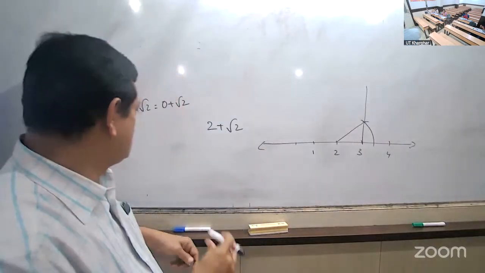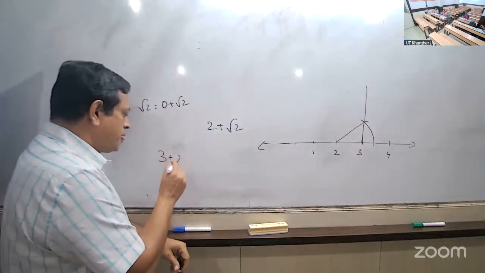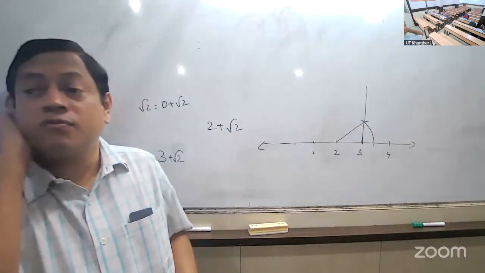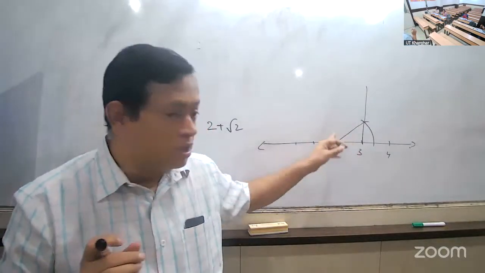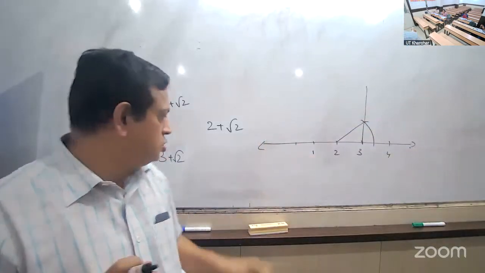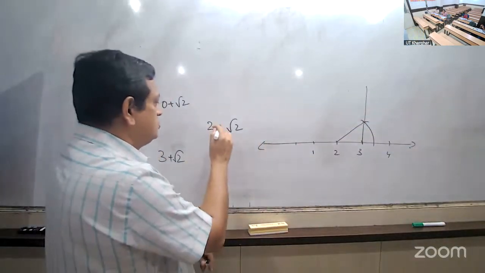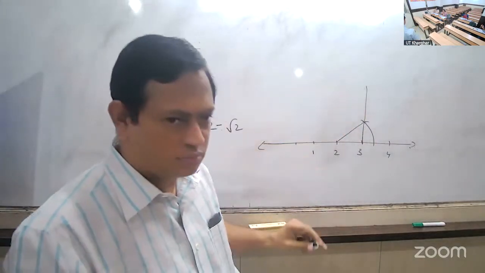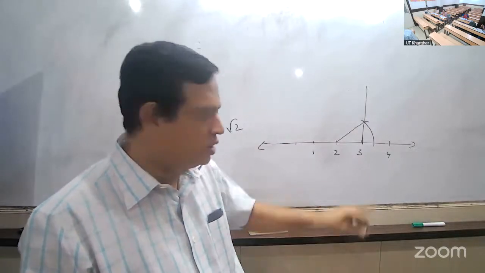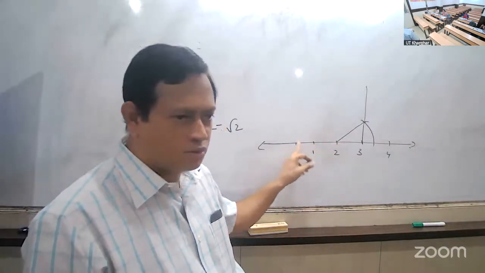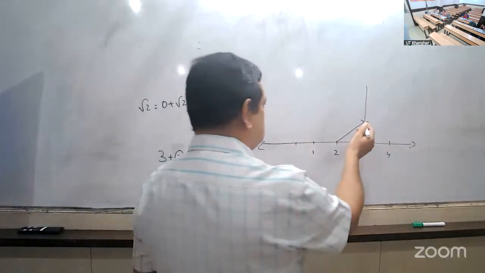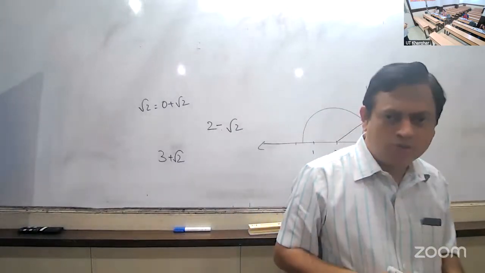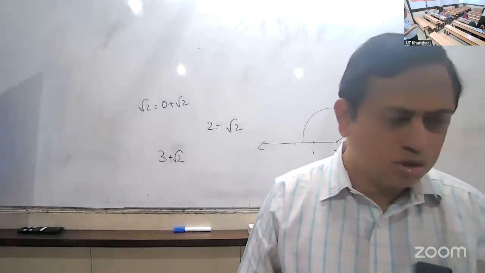Okay. So then tell me how to do 3 plus root 2. We will take 4, perpendicular at 4. And from 3 you have to draw the arc. Okay. Do you know how to draw 2 minus root 2? The same thing, opposite side. From 2, subtract root 2, 2 minus root 2. This will come here. Same thing, 3 minus root 2. Are you following? Okay.